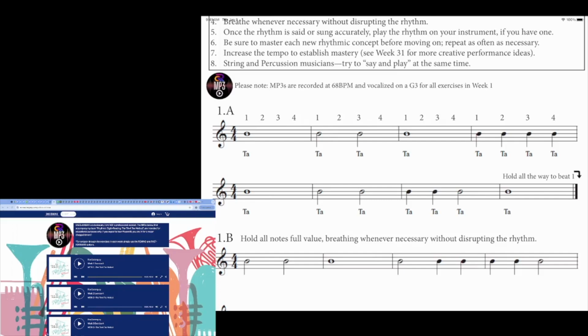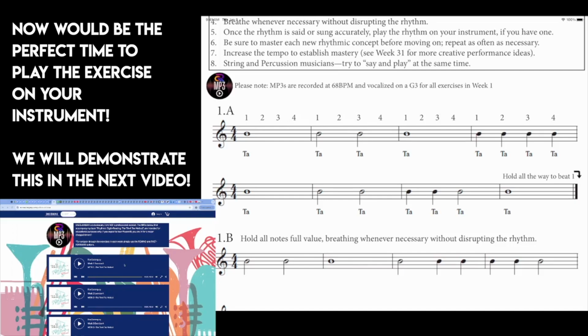And since you have the exercise there, it doesn't hurt to do it again. I'm going to play the whole thing for you, and you are welcome to sing along to the rhythm. So here we go. This is exercise 1A.